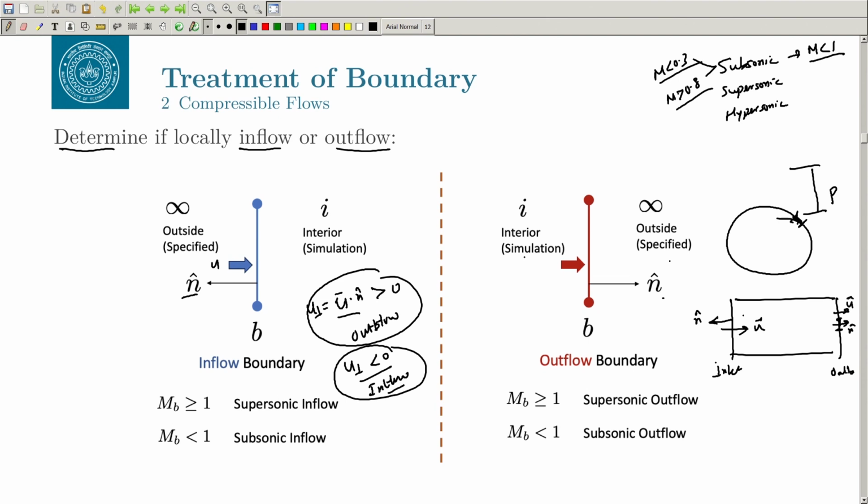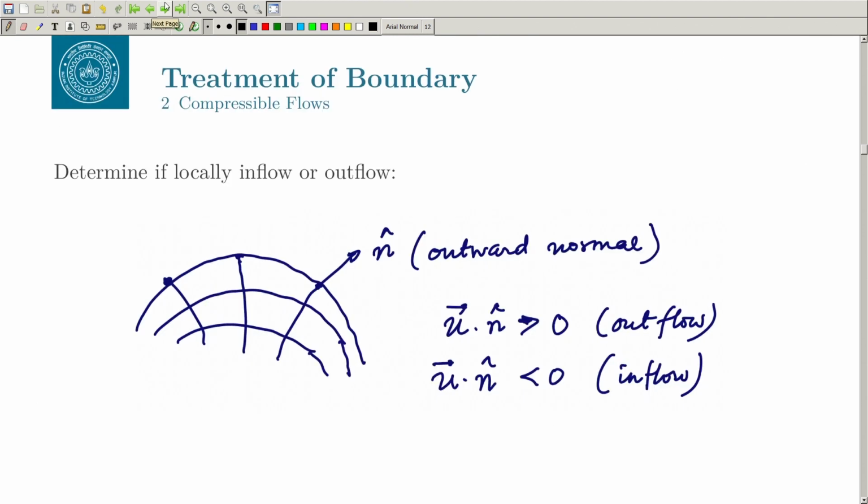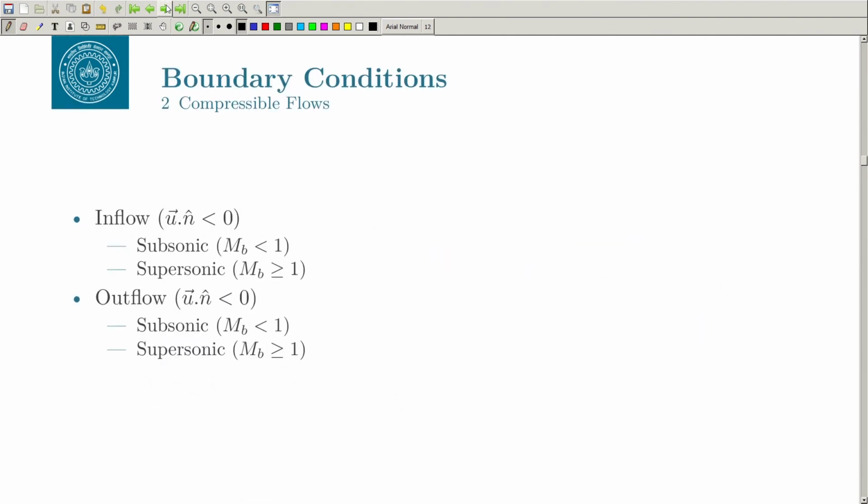Another thing you should see is whether the flow is supersonic or subsonic. For that, you need to compare your flow at the boundary, basically calculate your Mach number, the magnitude of u divided by c, which is greater than 1 or less than 1. If it is greater than or equal to 1, this is supersonic, and less than 1, this is subsonic. Similarly, for outflow you have to see whether the Mach number is greater or less than 1. Because as we will see, depending on what kind of flow you have, your boundary condition matters. We already saw that when u dot n is greater than 0, it is outflow, and less than 0, it is inflow.